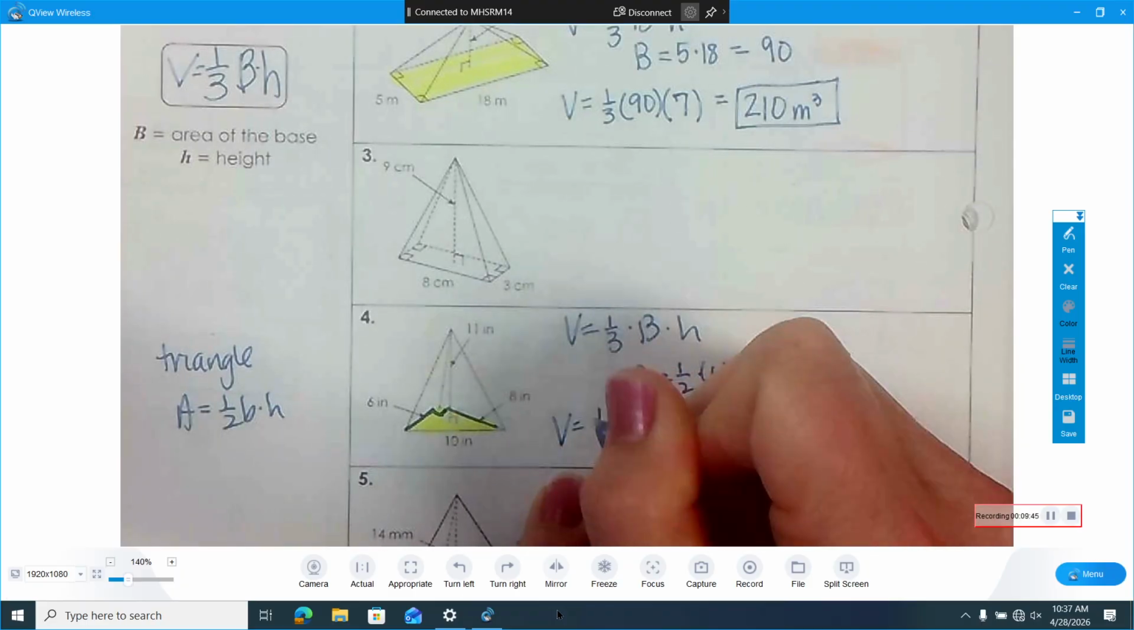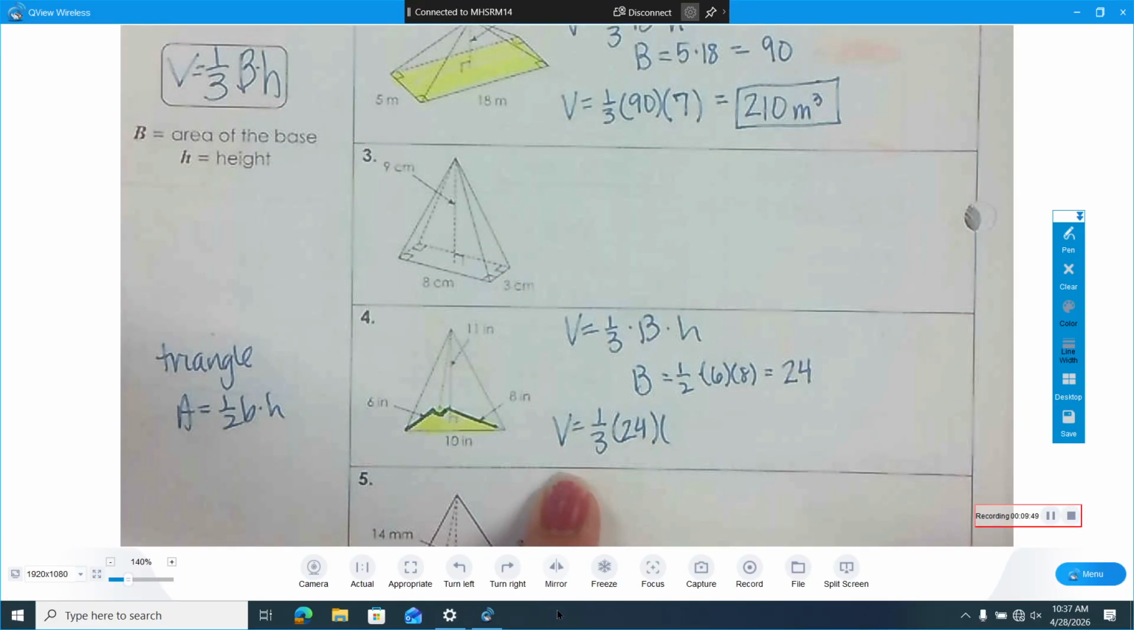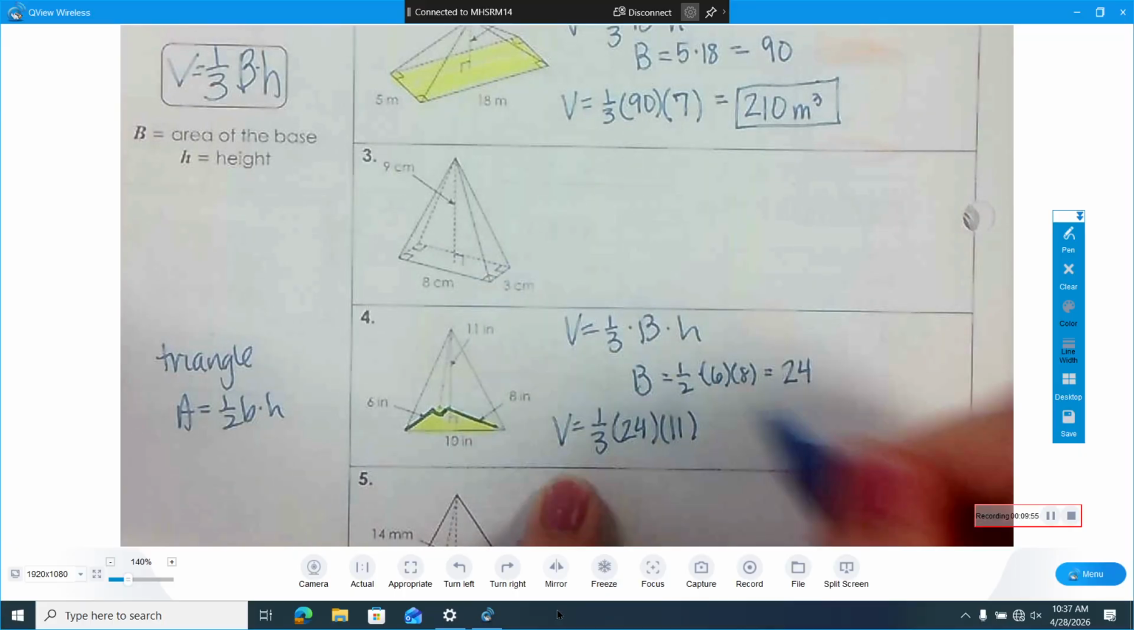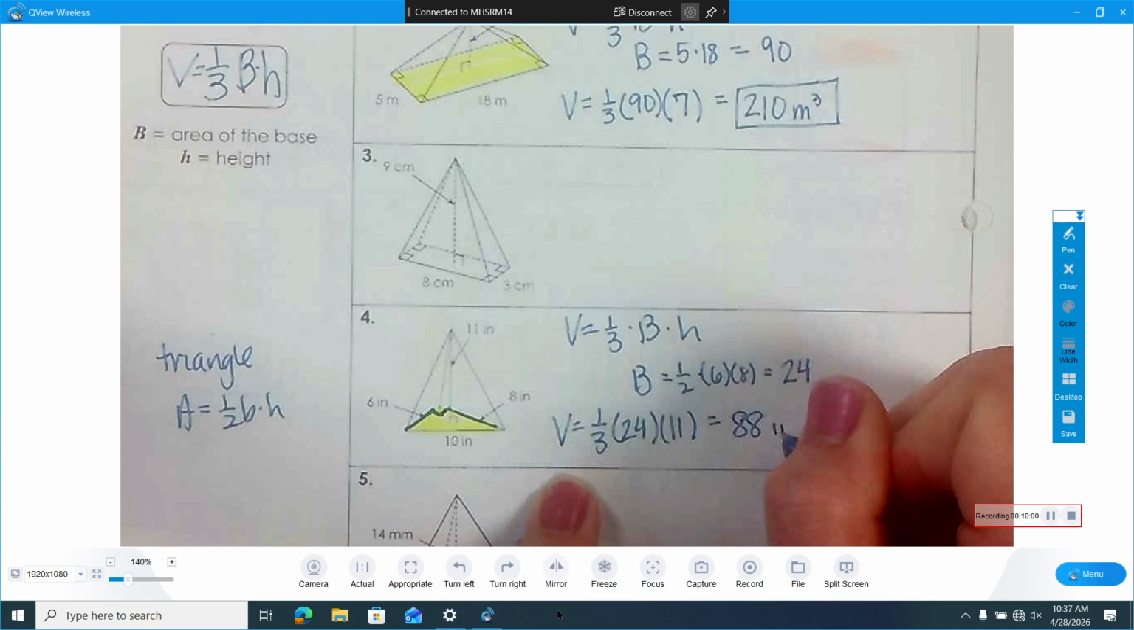Now the volume is going to be 1/3 times that 24. And what's the height of our pyramid? 11. There's the height to the tippity top of our pyramid. That's 8 times 11 is 88 inches cubed.